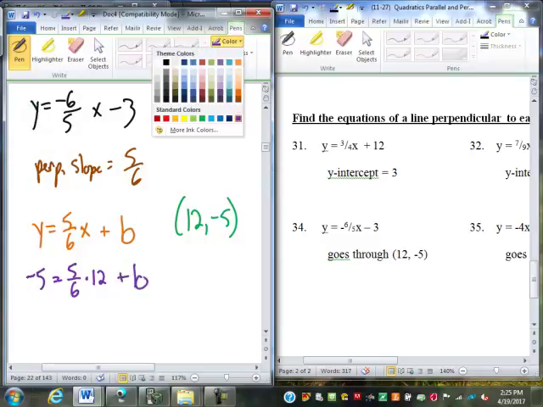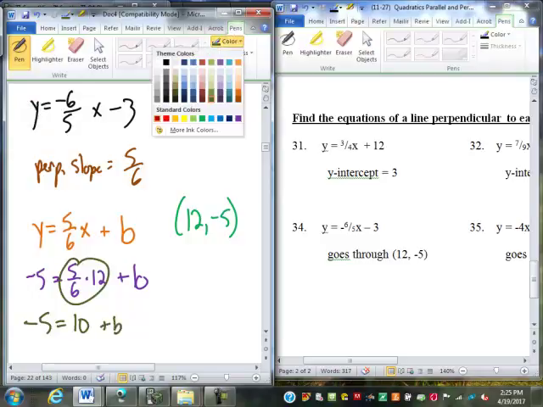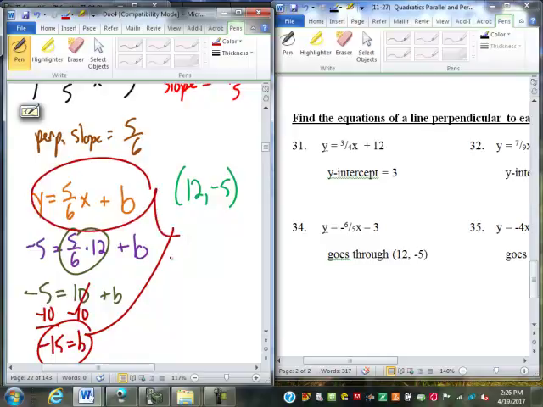So we have the 5/6 times 12 is 10. Very good. And then to solve for b, we need to subtract 10. So negative 5 minus 10 is a negative 15 equals b. So y equals 5/6 x minus 15. Those look familiar? Good.